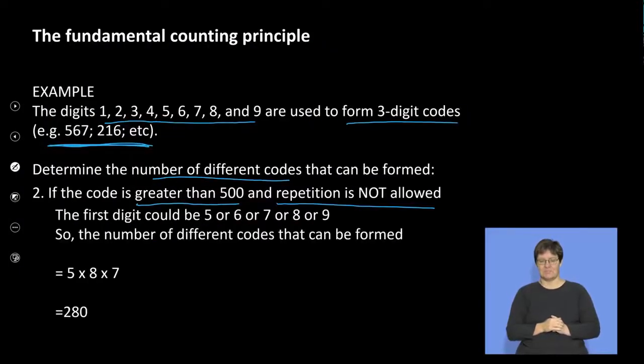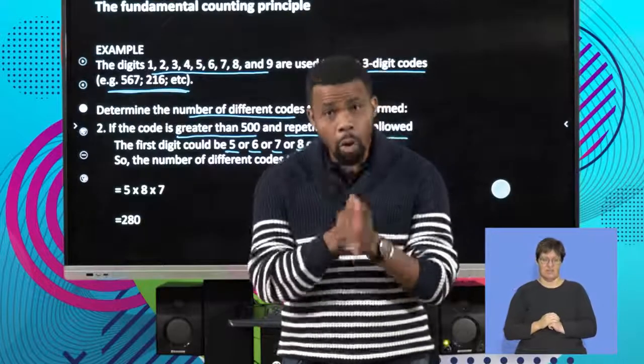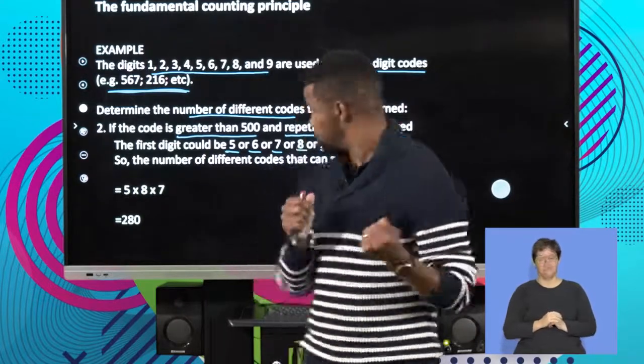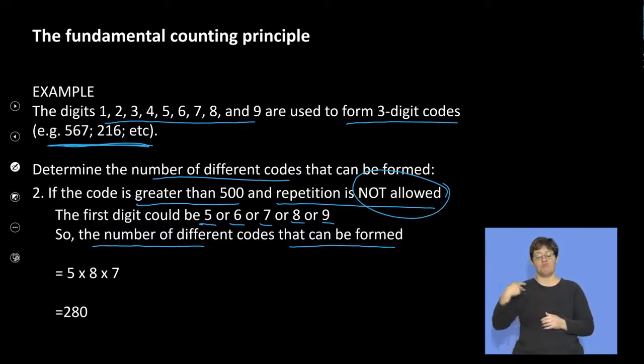So the first digit could be what? 5, 6, 7, 8, or 9. Why 5, 6, 7, 8, 9? Because if we start with 5, 6, 7, 8, or 9, we'll know that the 3-digit password will be more than what? 500. Are we all together? So that's what we know. So the number of different codes that can be formed, remember, no repetition. Are we together?